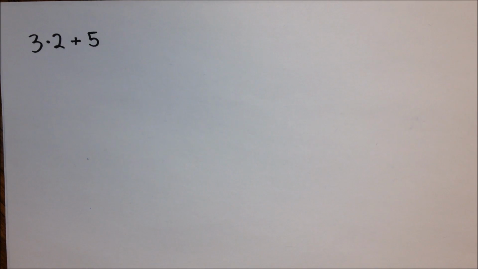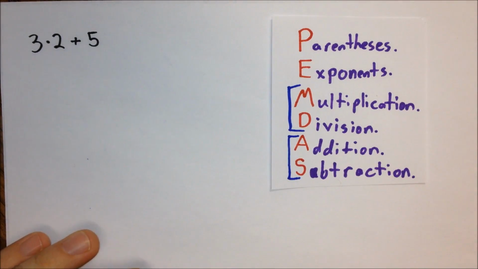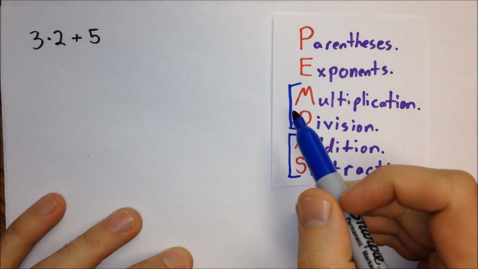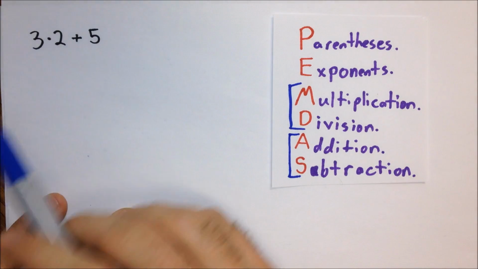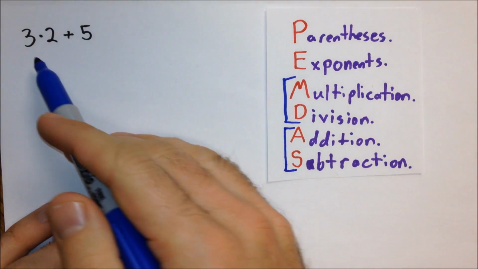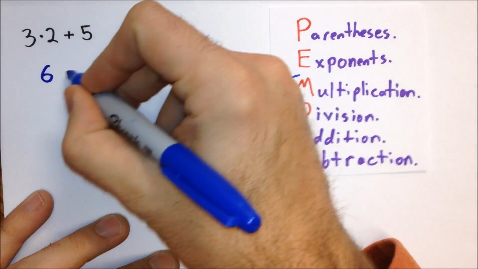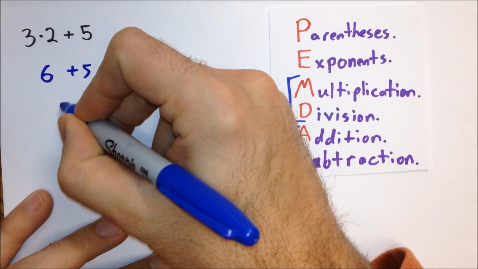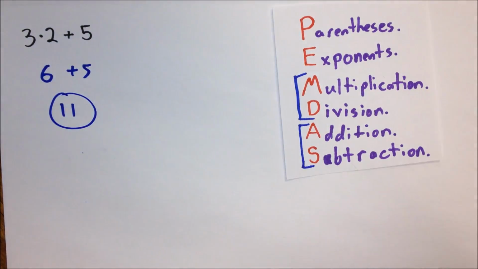3 times 2 plus 5. My guess is that most of you are capable of doing this, and we can go through our order of operations, and we can see, oh look, we have a multiplication and an addition. Which do we do first? Well, you multiply first to get 6, and then you add second to get 11. Like I said, most of you I think could do this just fine.